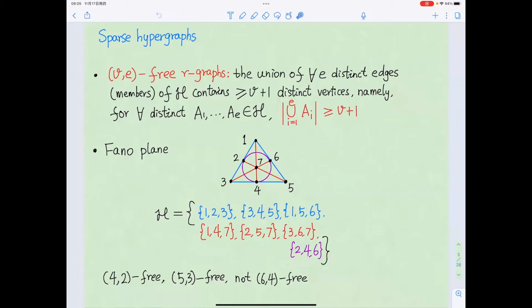The Fano plane is also (5,3,3)-free, because you can easily check that the union of any 3 distinct edges contains at least 6 vertices. But the Fano plane is not (6,4,3)-free, because you can look at this set of 4 edges: 1,2,3; 3,4,5; 5,7,2; and 1,7,4. This group of 4 edges does not contain the vertex 6. The union of those 4 edges contains exactly 6 vertices. So the Fano plane is not (6,4,3)-free.